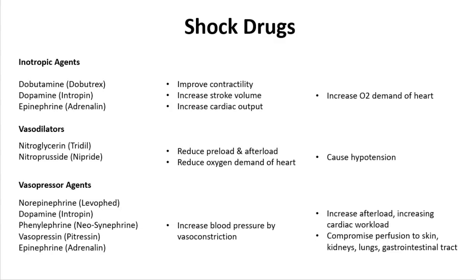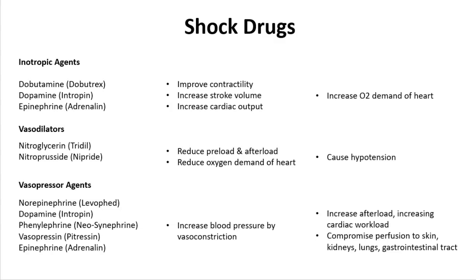appropriate for them. So this is made out of your textbook, and again, this is not an all-inclusive list, but some exemplars and some different agents that are in each of the classes. So inotropic agents improve contractility, increase stroke volume, and increase your cardiac output.